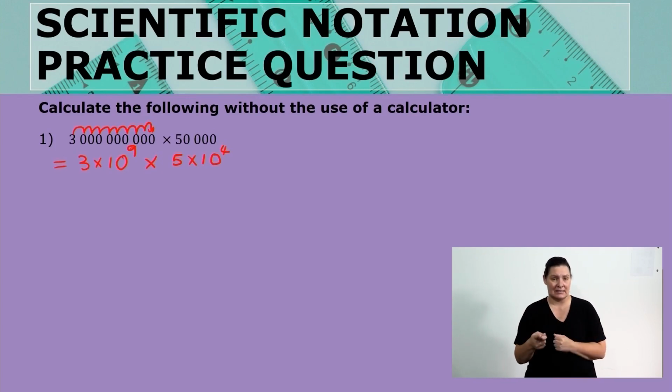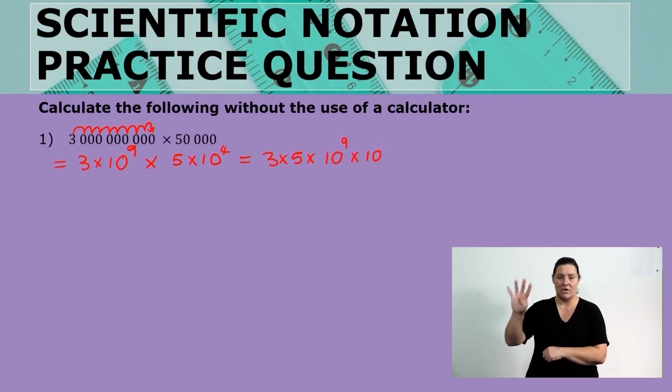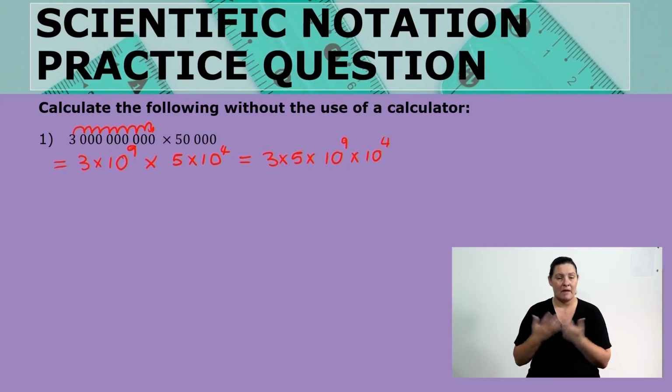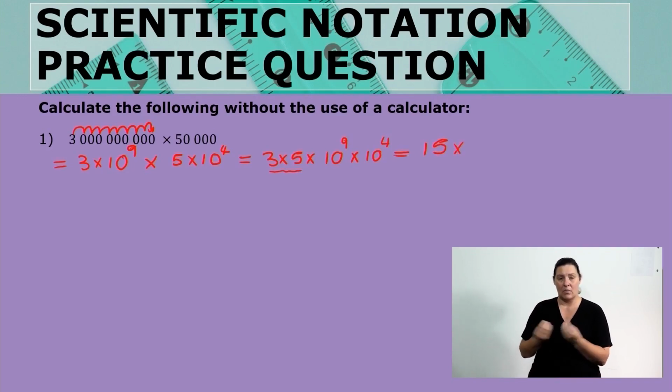So how can we calculate that easier for us? Remember, multiplication is commutative, so we can move the numbers around or swap them around. That can become 3 multiplied by 5 multiplied by 10 to the exponent 9 multiplied by 10 to the exponent 4. So we already know that 3 multiplied by 5 is 15. And now we are going to multiply that with 10 exponent 9 and 10 exponent 4.